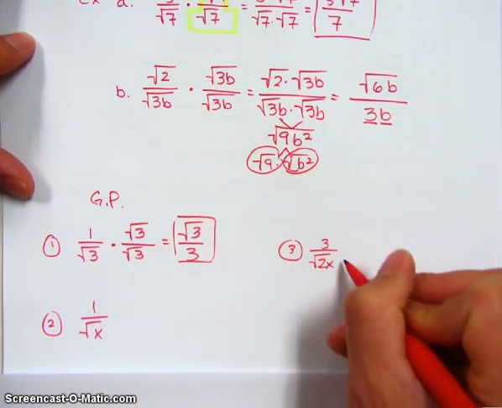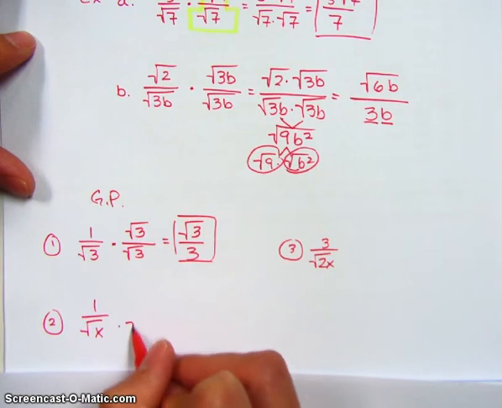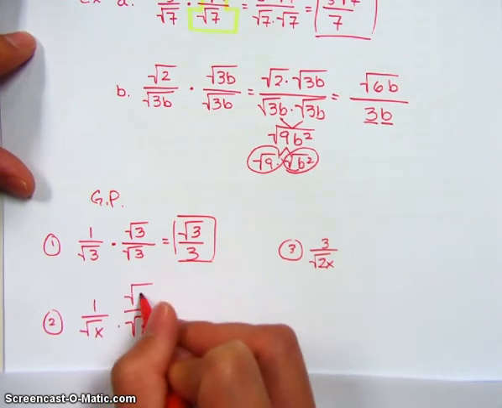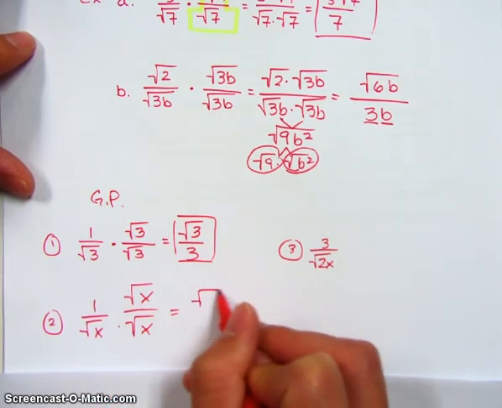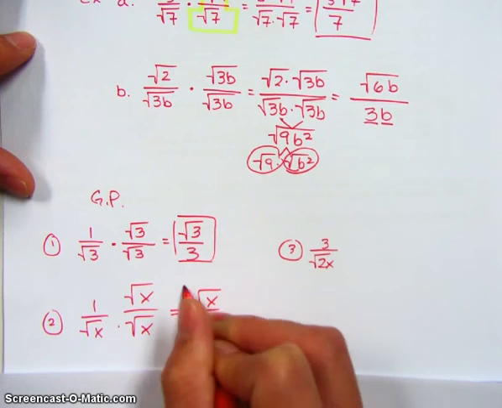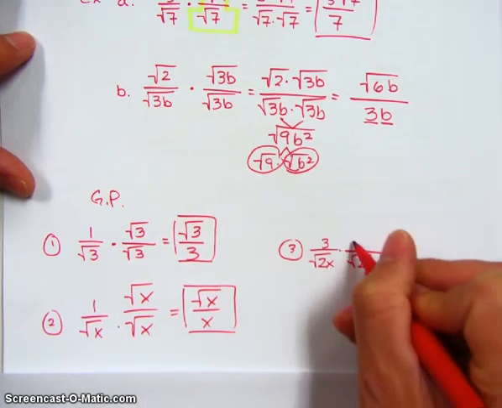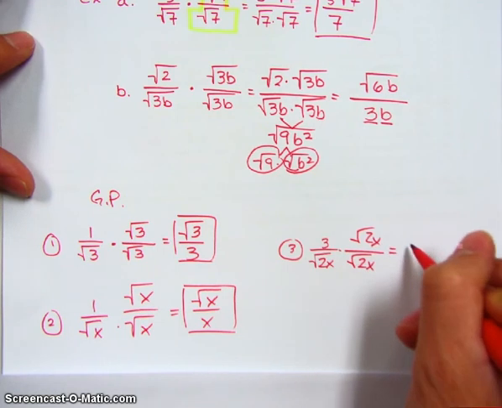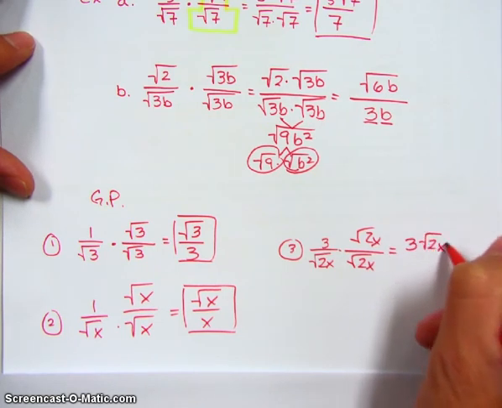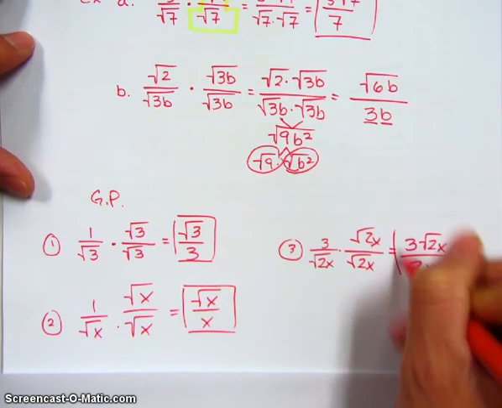There's that first answer. For number 2, I would multiply by rad x over rad x. I get radical x over x. Done there. And over here, I'm going to multiply by radical 2x, which gives me 3 rad 2x over 2x. Done.